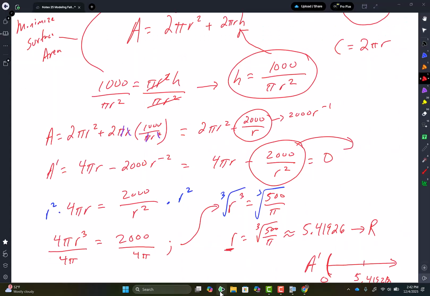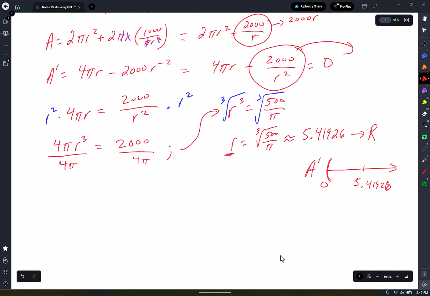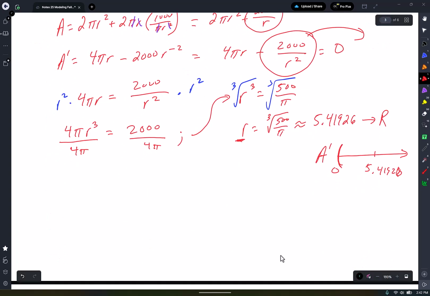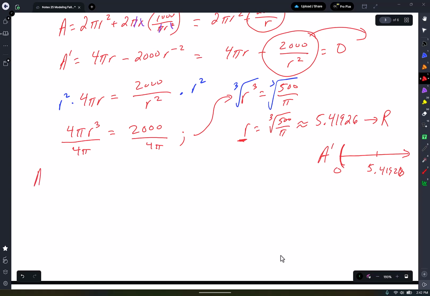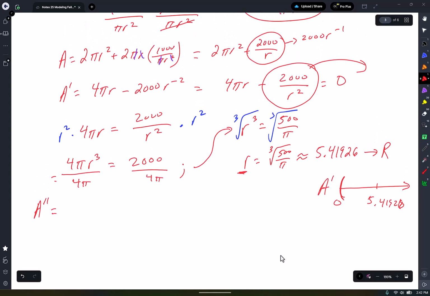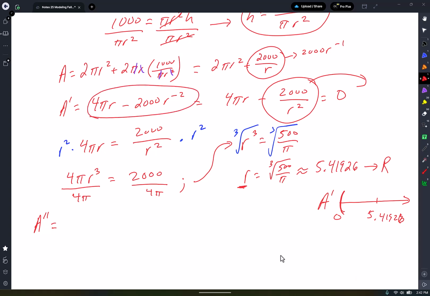That's one way, and you know what? I did talk about it, so let's mention that. If you wanted to say this is a minimum with the second derivative test, here's how you would do it. You would go A double prime equals, and we take another derivative. I'm taking the derivative of this guy right here. 4 pi plus 2,000 times 2 is 4,000 r to the negative 3. So let's rewrite this: 4 pi plus 4,000 over r cubed. And look, check it out. This is always positive because r is always positive.